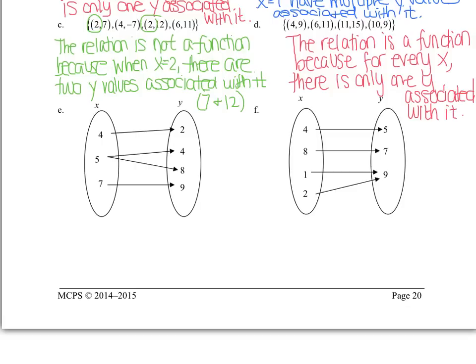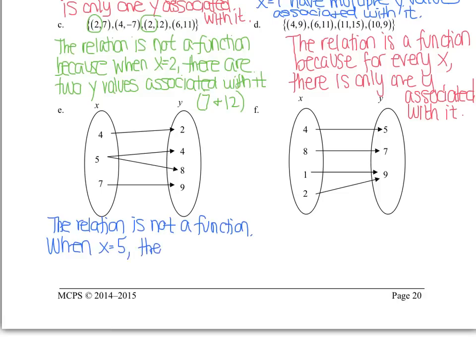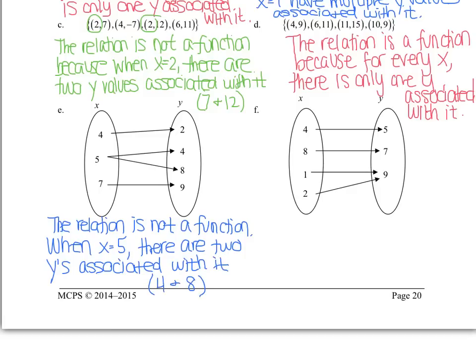For part E, we have this graph where we have points (4, 2), (5, 4), (5, 8), and (7, 9). So we can see right here that the relation is not a function. When x equals 5, there are two y values associated with it, and they are 4 and 8.